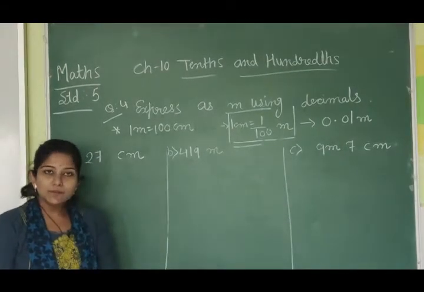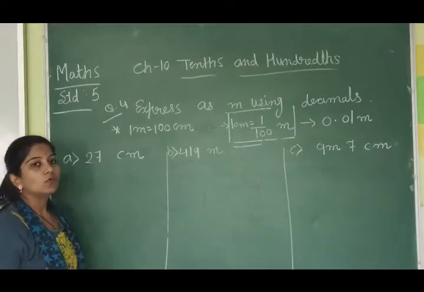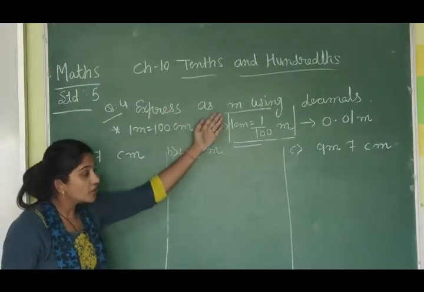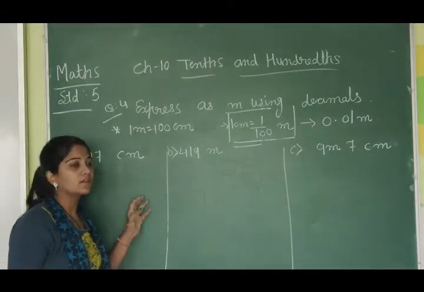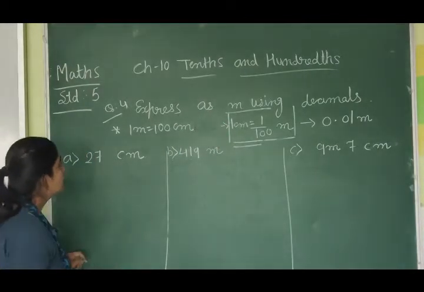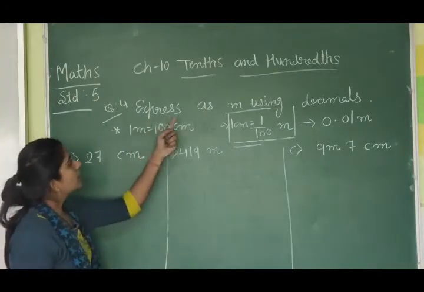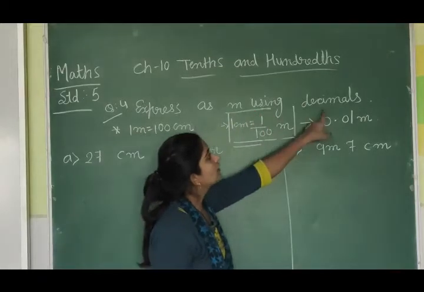Hello student, good morning. So as you know that our chapter number 10 is running and the name is tens and hundreds. So here are more exercises of this particular chapter. Now in question number 4, what you have to do? Express as meter using decimals.